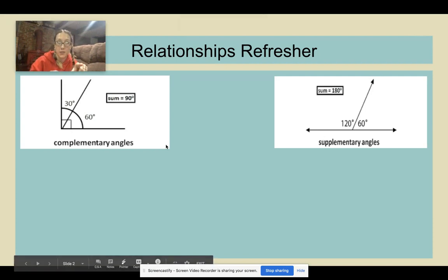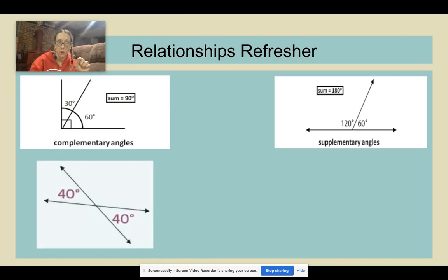Okay, so then we get to our vertical relationship, right? This is by far the easier one because you have two angles that are across from each other in an X. And what's awesome about this is they're congruent, they're equal to each other. So if you know the measure of this is 40, then you know the measure of this one is 40. They're like mirror images of each other. So that's our vertical angles.